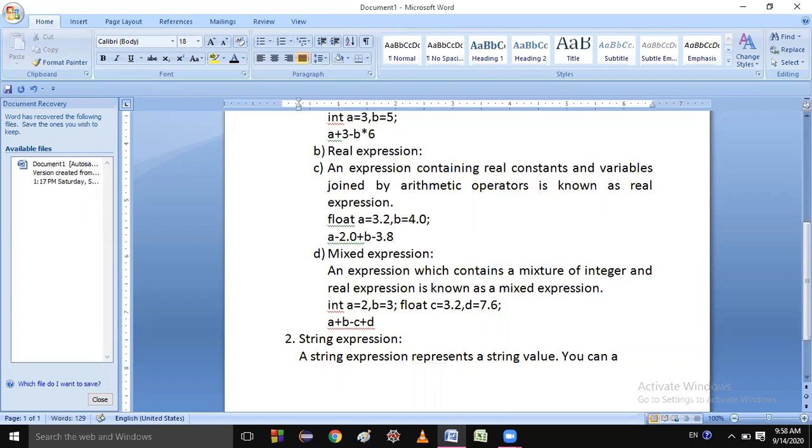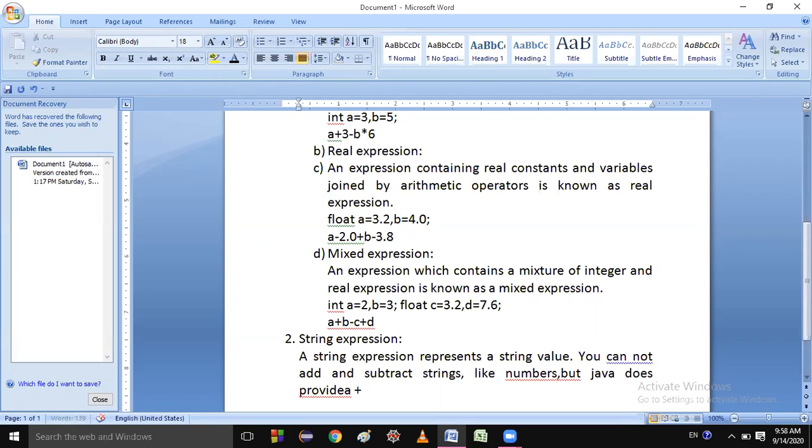You cannot add and subtract a string like numbers, but Java does provide a plus operator for concatenation of strings.